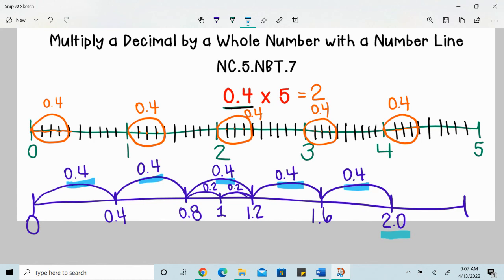So either way you do that is perfectly fine, but this is how you can multiply a decimal by a whole number using a number line.